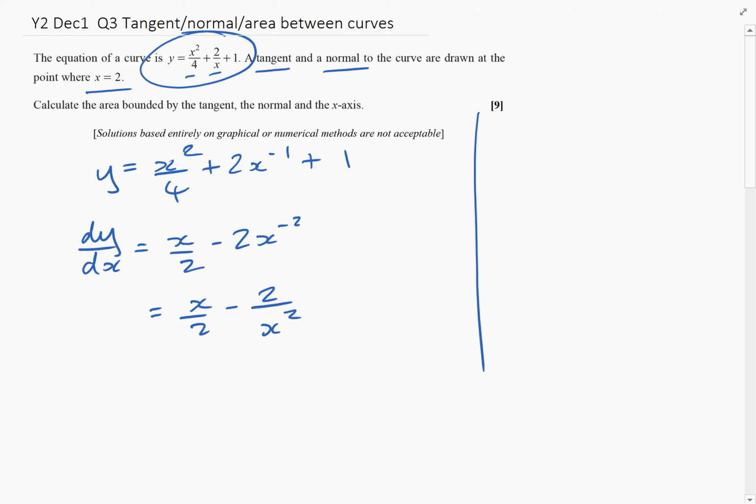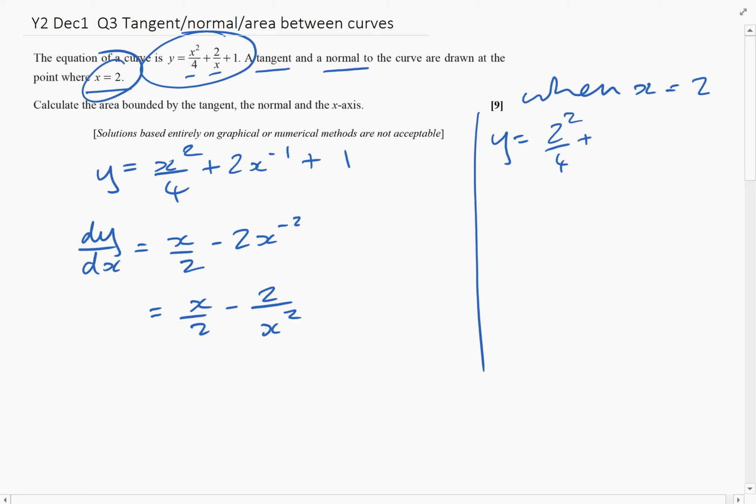Before doing that, it's probably a good idea to find the y value. So when x equals 2, we're probably going to need to find the y value in a minute. So let's just do that. So we'll get 2 squared over 4 plus 2 over 2 plus 1. So that's going to be 1 plus 1 plus 1. So y is going to equal 3. So we know this curve goes through the point 2, 3.